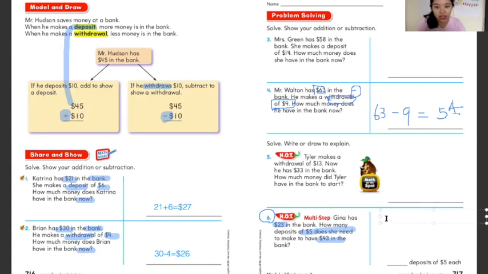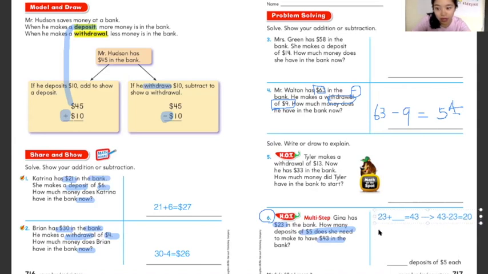So, Gina has $23. I'm going to label it. So we know that she's making deposits, but we don't know how much she's depositing. Therefore, I'm going to keep how much she deposited as a blank, which is the missing added. Now, she ended up with $43. This will represent what happened. Now, in this situation, we can't just go ahead and add. We know the blank needs to be 43 minus 23, which is $20.